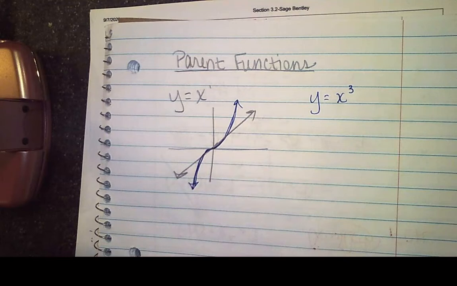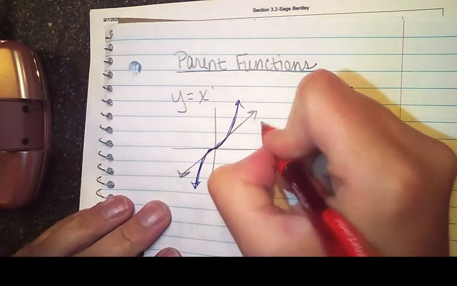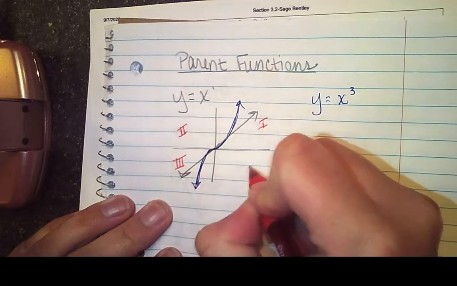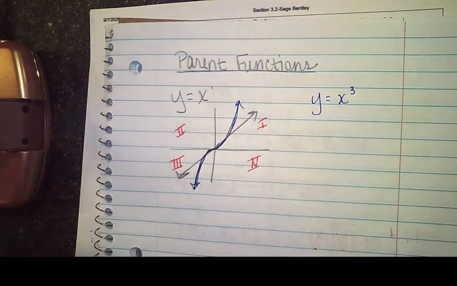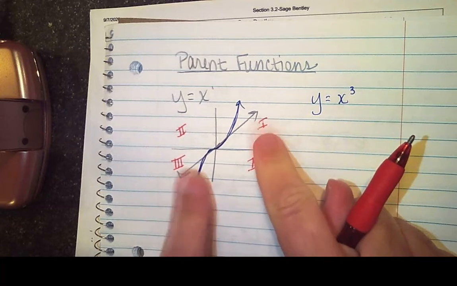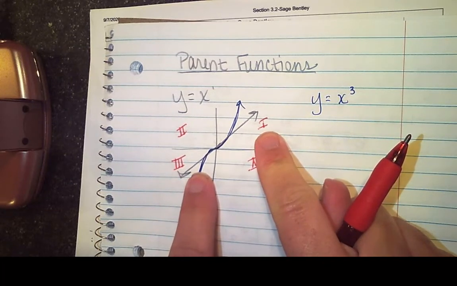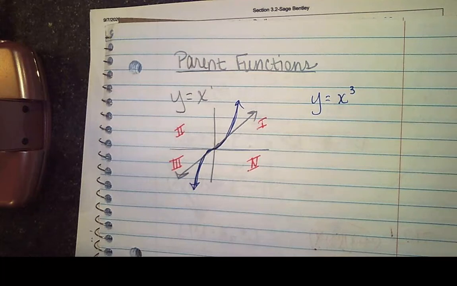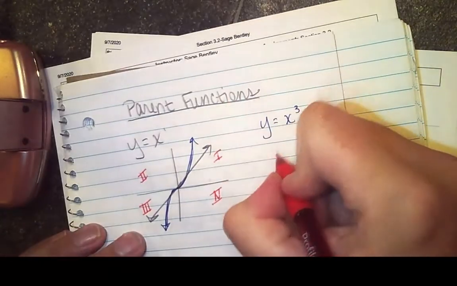Now, if you'll remember, this is quadrant 1, and this is quadrant 2, and quadrant 3, and quadrant 4. So I have odd exponents, and right now they're in quadrants 1 and 3, which are both odd. It's not always going to be that way, but that's just something kind of cool to note.